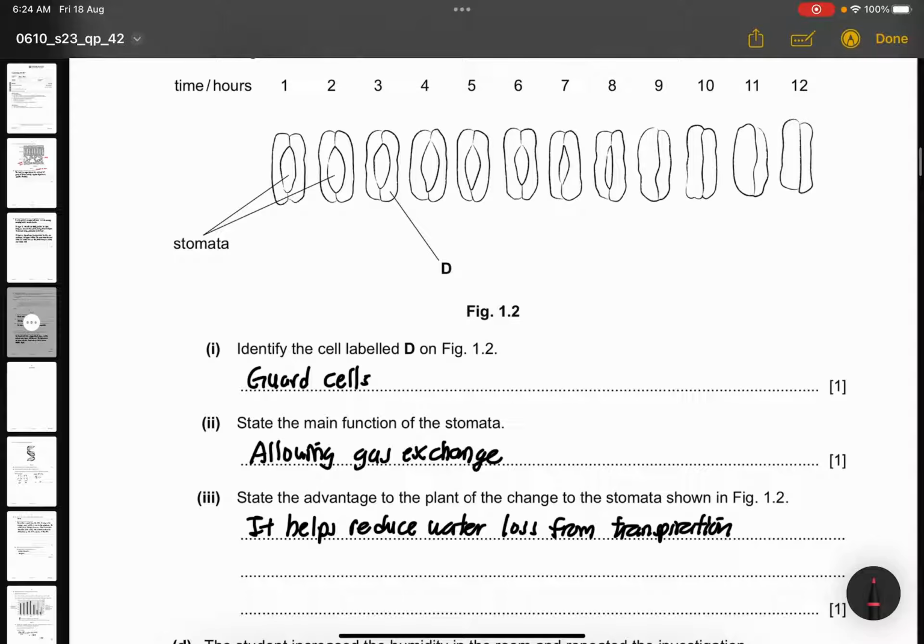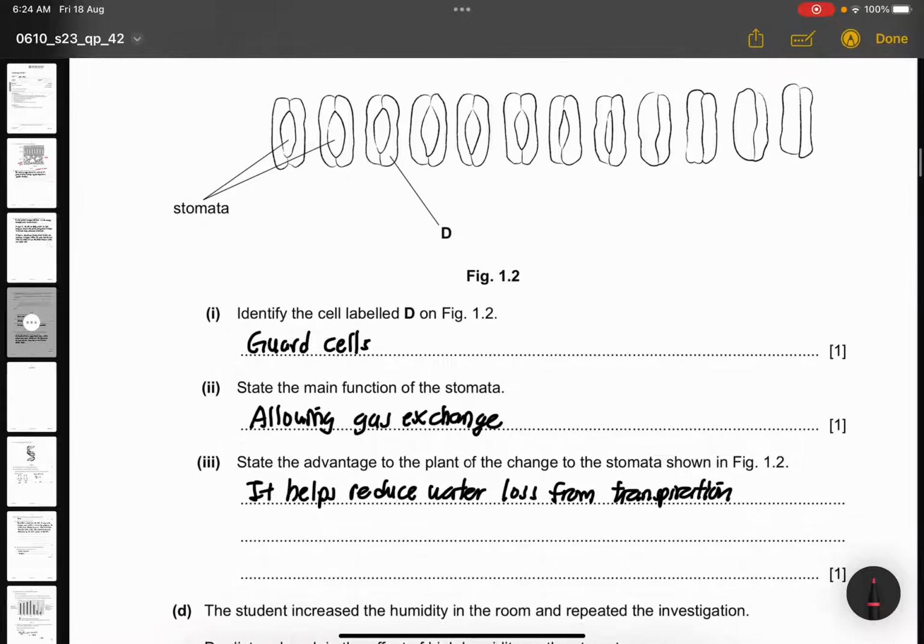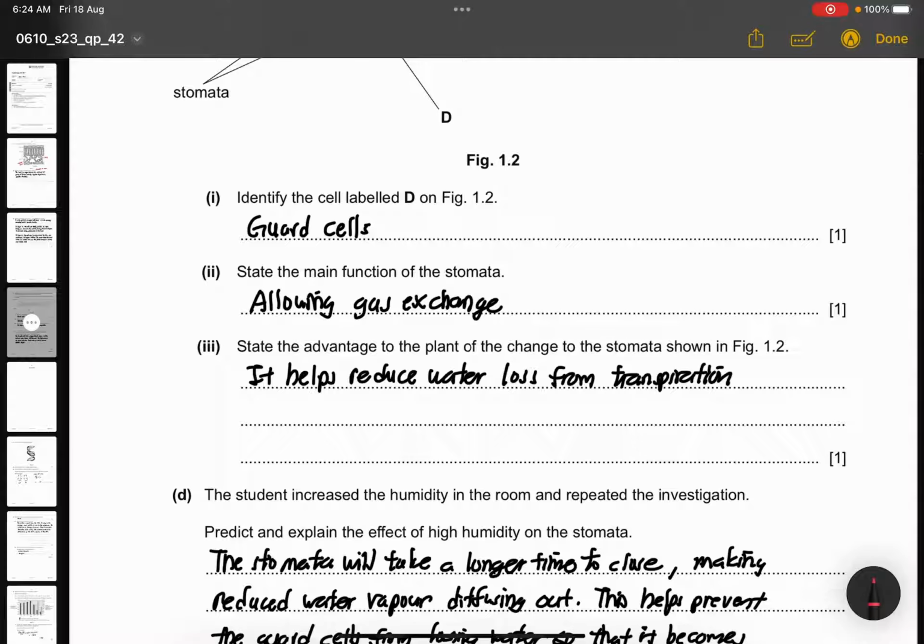Part 2, state the main function of the stomata. It allows gas exchange. Part 3, state the advantage to the plant of the change to the stomata shown in figure 1.2. So what is the advantage of the stomata changing this way? It helps to reduce water loss from transpiration, because if the stomata doesn't change, water will be lost easily, which can eventually cause wilting.